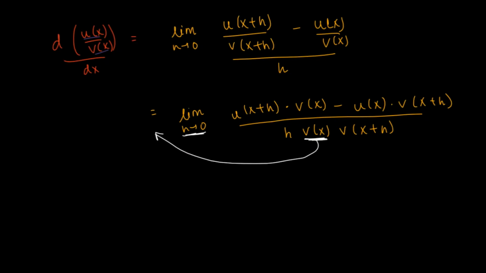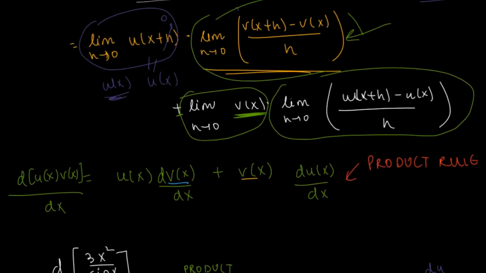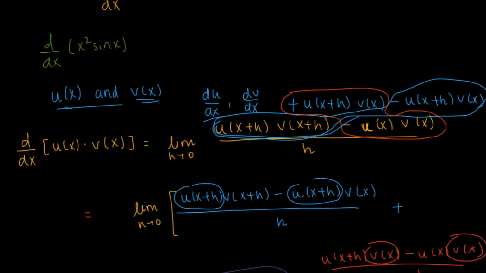This limit is for h tending to 0. v of x does not have an h part in it. So you can write this as 1 over v of x times the limit as h goes to 0 of all of this, and I'll write that later. And if you also see v of x plus h as h goes to 0, this actually tends to v of x. And so what that means is that v of x gets squared in the denominator. Now you have h remaining, and here you still need to perform the same sort of manipulations that you did right here.